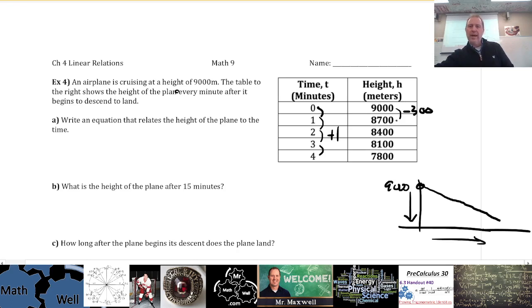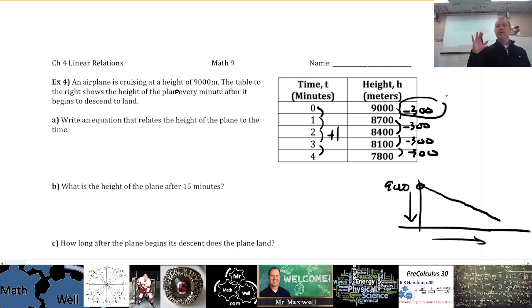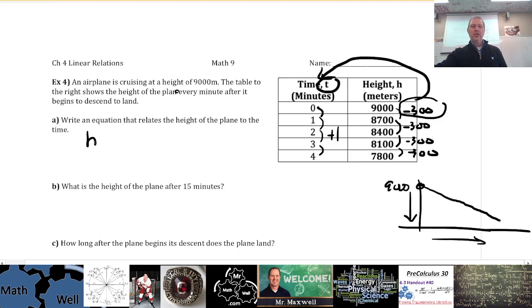Is it going down 300 again? Yep. And again? Yeah. Okay, so you see what's happening here. This number is very large. Doesn't matter. Equations don't care if the numbers are large or small, fractions, decimals, who cares? And it's negative. So, write an equation. We've got to go negative 300 times t equals h. So I'm going to go h equals negative 300 times t.